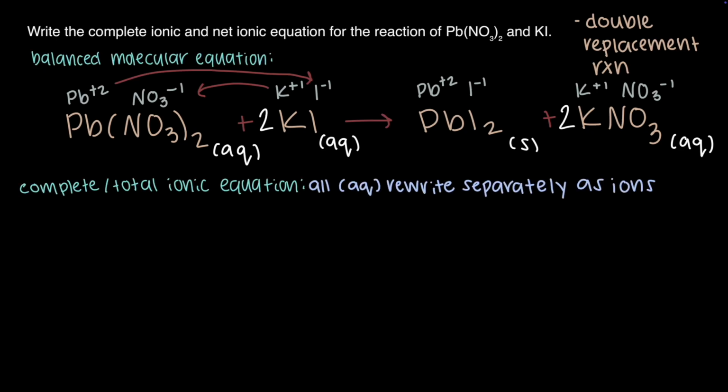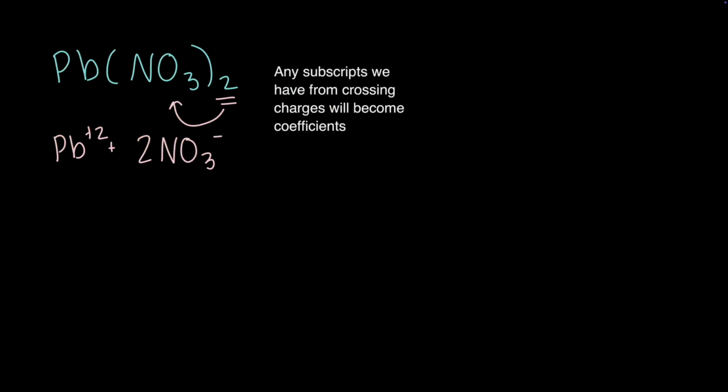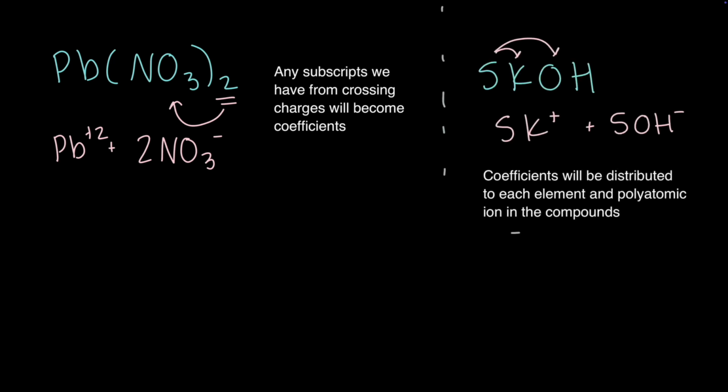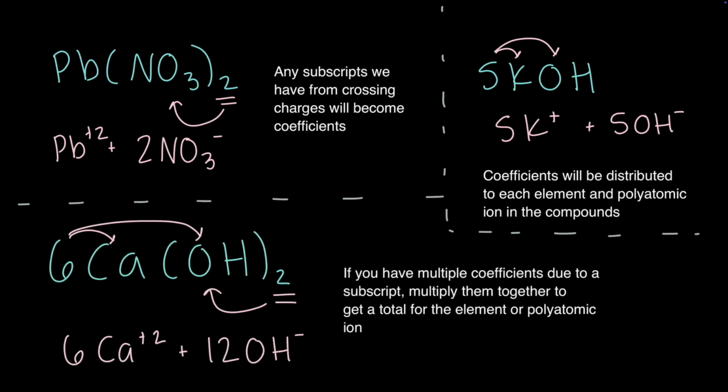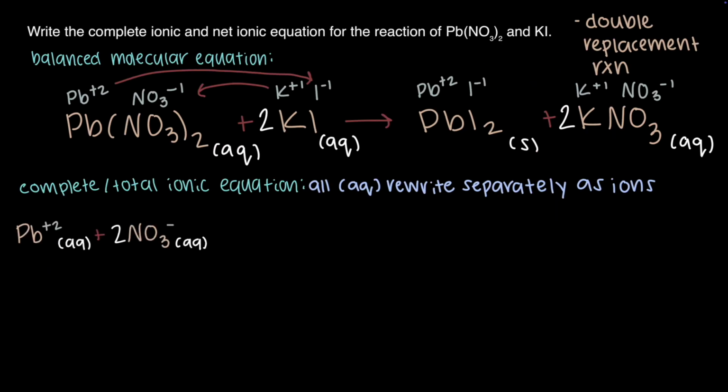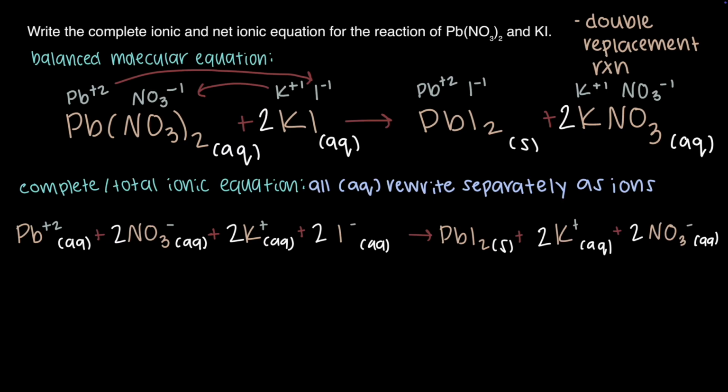Next, we can write the complete ionic equation. For the complete ionic equation, all aqueous compounds will be separated into their ions, keeping the equation balanced. Any subscripts we have from crossing charges will become coefficients, and coefficients will be distributed to each element and polyatomic ion in the compounds. If you have multiple coefficients because the subscript also became a coefficient, multiply them together. Pb(NO₃)₂ becomes Pb2+ aqueous and 2NO3- aqueous. 2KI becomes 2K+ aqueous and 2I- aqueous. PbI2 will remain the same, and then 2KNO3 will become 2K+ aqueous and 2NO3- aqueous.